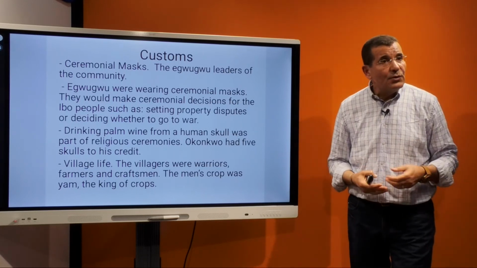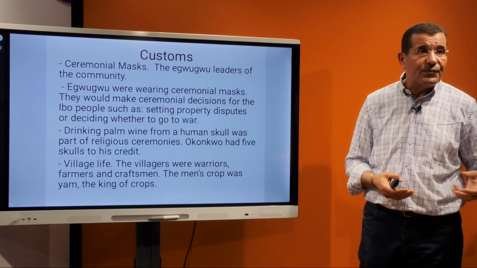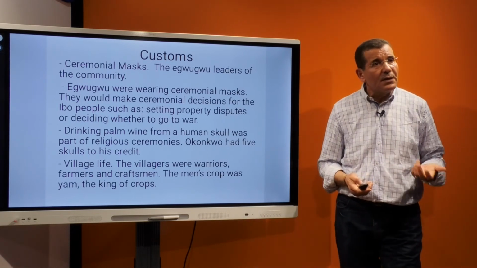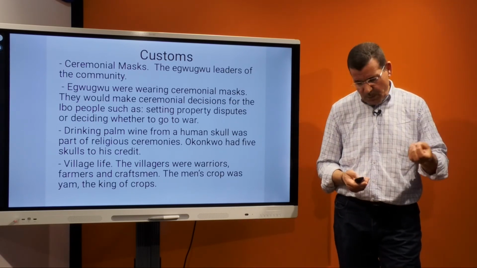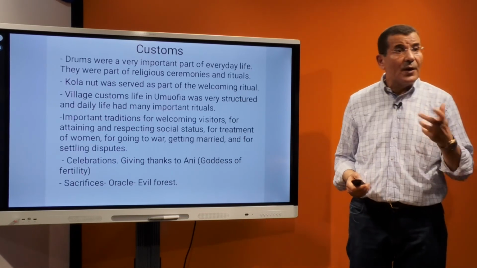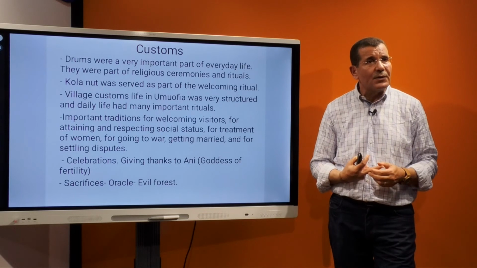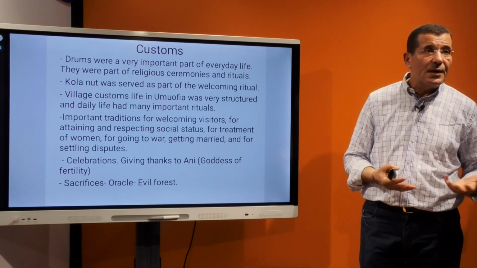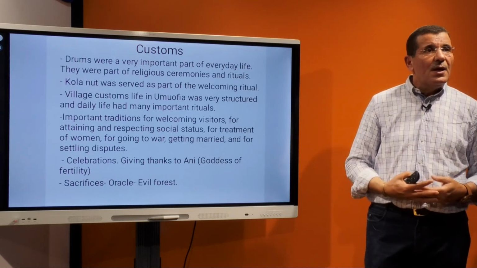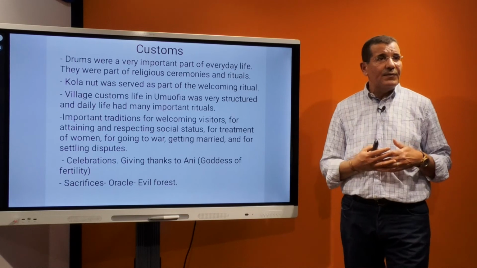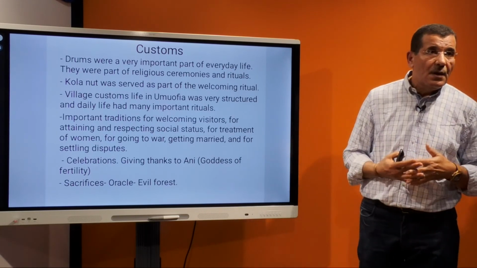Village life, the villagers were warriors, farmers, craftsmen, and the main crop was yam, the king of crops, a very important product, a symbol of fertility and richness. Drums, very important, part of everyday life, part of the religious ceremonies and rituals. Kola nuts served also. Village life in Umuofia was very structured, with daily life and many important rituals.